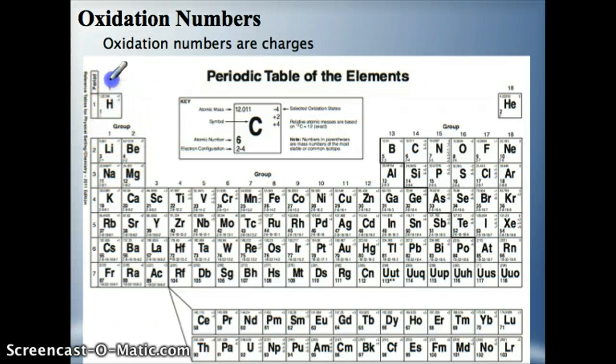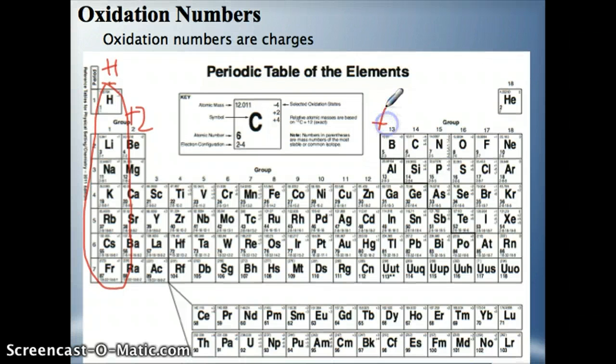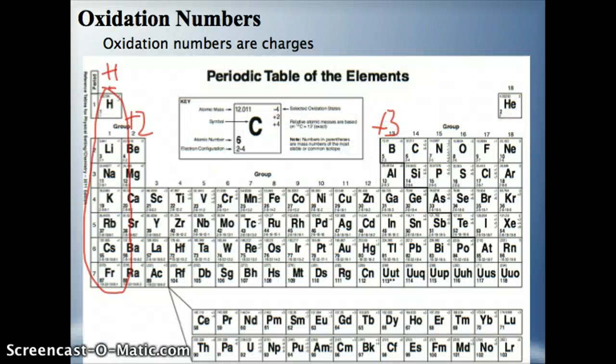So just a quick review, anything in the first column, they all have one valence electron. They want to lose that one to become like a noble gas, so losing electrons, they will get a +1 charge. Second one, +2 charge. Here, +3 charge. Noble gases would have a 0 charge.